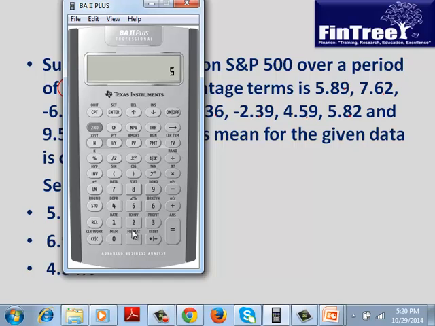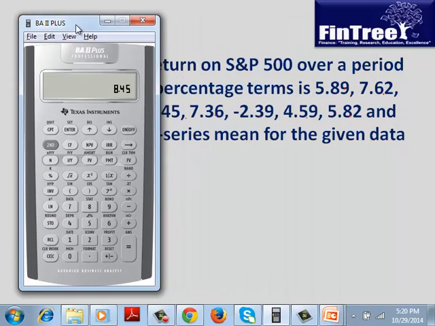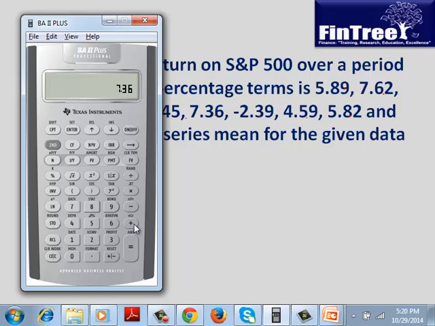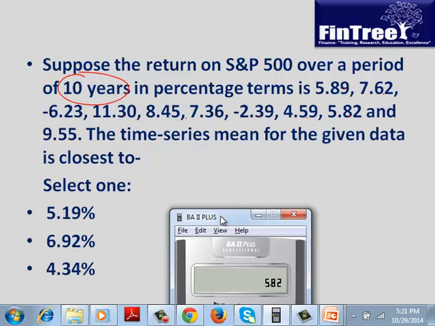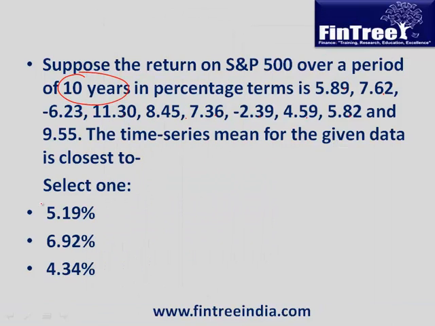So 5.89 plus 7.62 plus, in fact minus 6.23 plus 11.3 plus 8.45 plus 7.36 minus 2.39 plus 4.59 plus 5.82 plus 9.55 divided by 10, which would give us a value of 5.19. So this would be your answer.